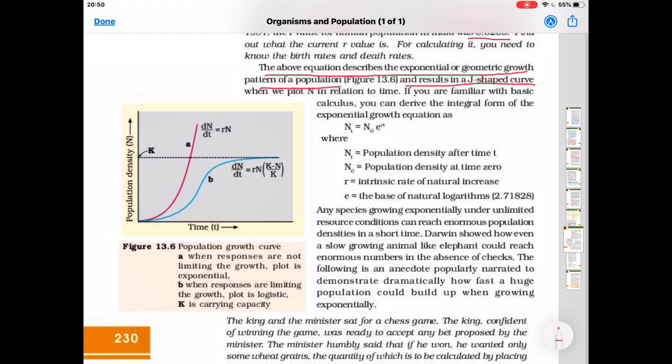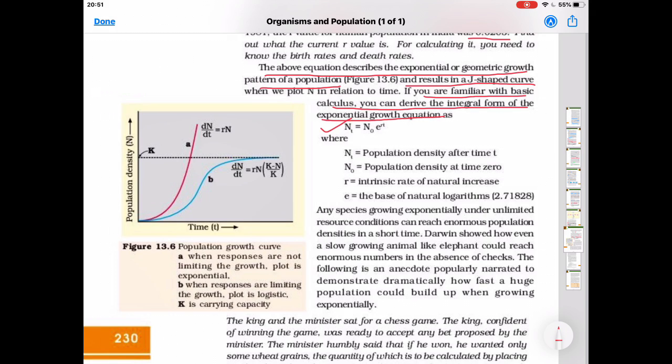When we plot N in terms of time, if you are familiar with basic calculus, you can derive the integral form of the exponential growth equation as Nt is equal to N0 e power rt. Learn this equation, where Nt is the population density after time t, N0 is the population density at time 0, r is the intrinsic rate of natural increase, e is the base of natural logarithm whose value is 2.71828. So learn this one.